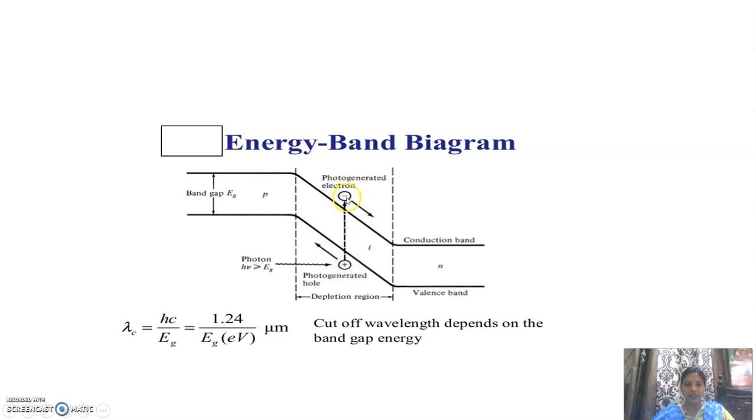Because of reverse bias, this electron moves towards the N side and the hole moves towards the P side. That is, the electron and hole are swept apart from each other because of the electric field present in the junction region. Because of the potential difference in the depletion region, there will be an electric field, and because of this electric field, these electrons and holes are swept apart from each other.